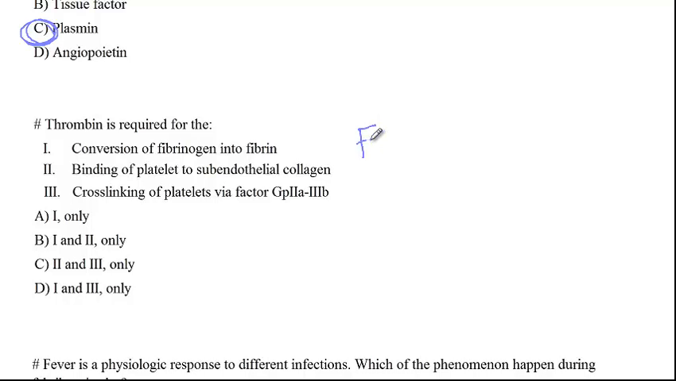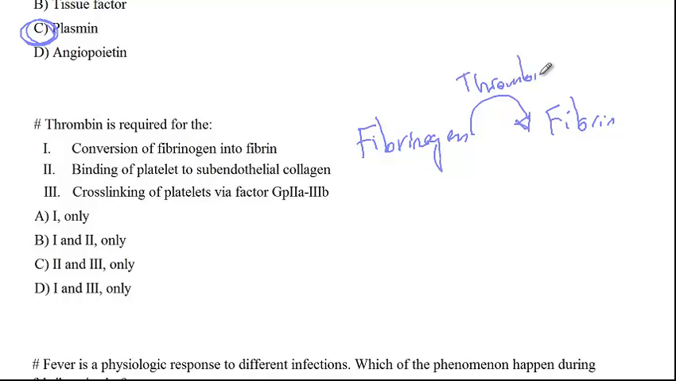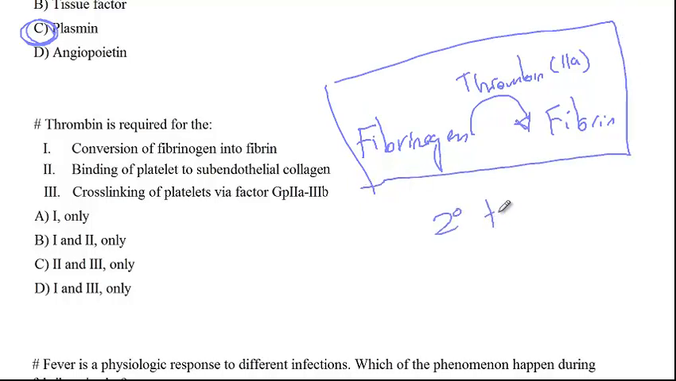I recall that thrombin is required for converting fibrinogen into fibrin, and that thrombin was factor 2A, and this whole thing was a secondary hemostasis. Now, with that information in mind, it should be easy to answer this question. So thrombin is required for the conversion of fibrinogen into fibrin.